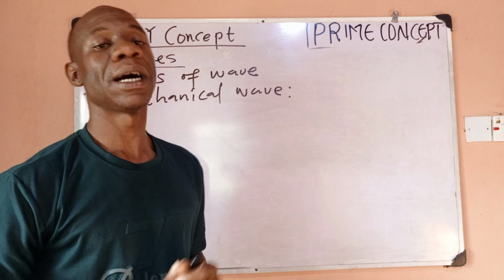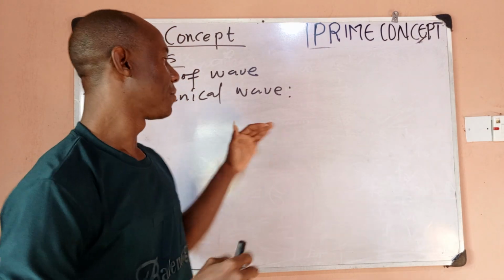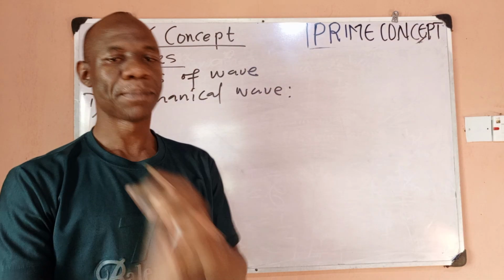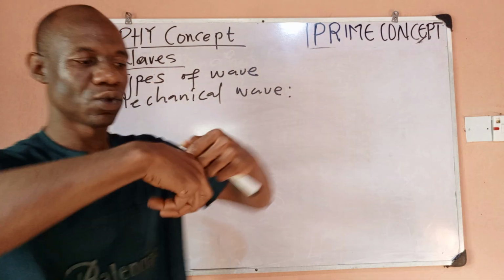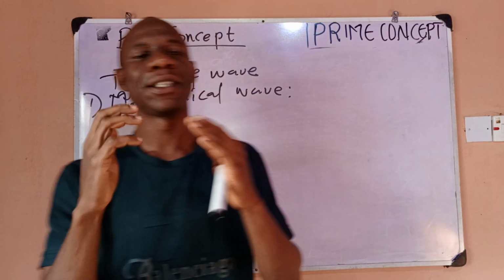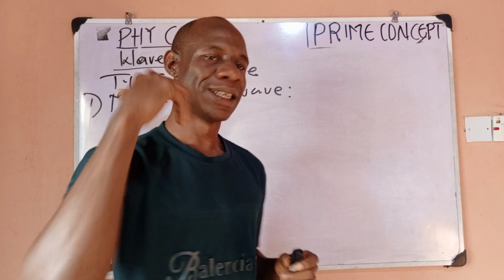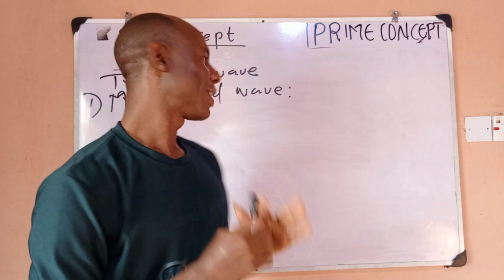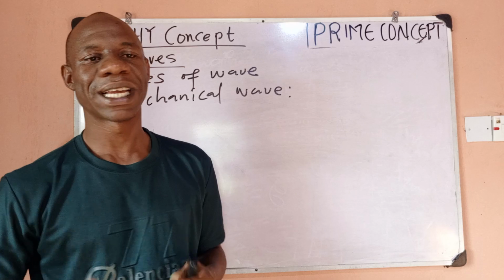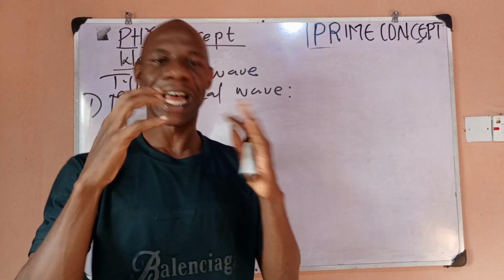Now, what are mechanical waves? Mechanical waves are waves that require a material medium for their propagation. Waves that require a material so that they can travel, those kinds of waves are what we know as mechanical waves, right? What are examples of mechanical waves? An example of mechanical waves would be sound waves.